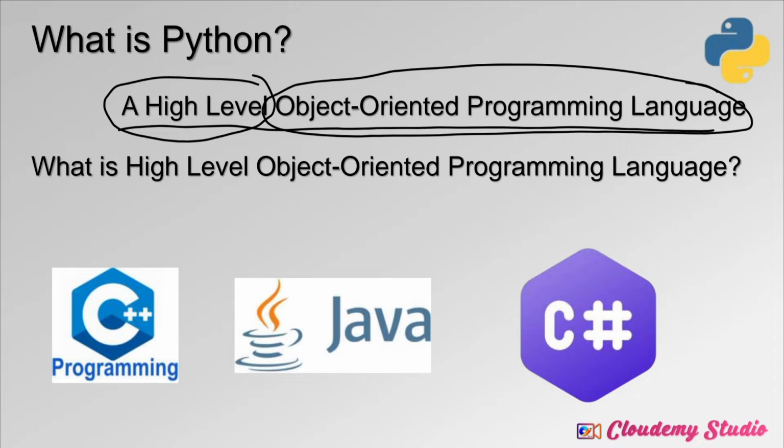Java is also a high level object oriented programming language, C# is also a high level object oriented programming language. Now the question is what is the feature in Python that differentiates it from C++, C#, Java, that we can confidently say that this is the feature of Python which separates it from other programming languages.